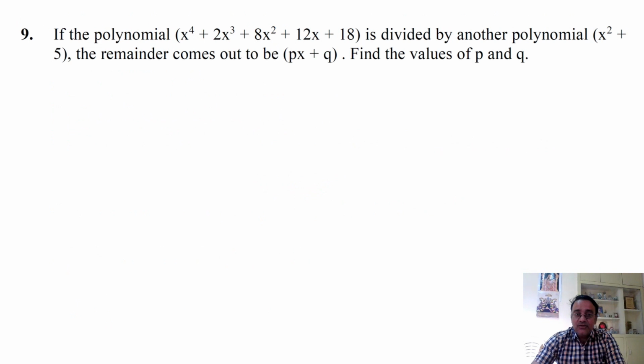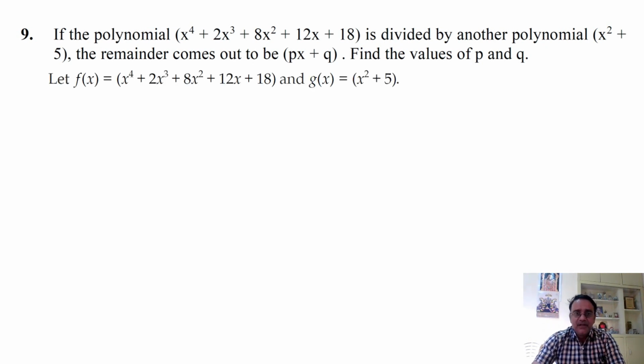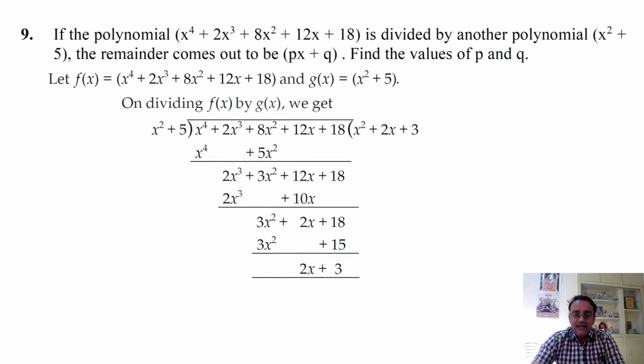Now, ninth question: if the polynomial x to the power 4 plus 2x cube plus 8x square plus 12x plus 18 is divided by another polynomial x square plus 5, the remainder comes out to be px plus q. Find the value of p and q. So what we will do, we will divide first, then whatever the remainder we will get, we will compare with px plus q. So first take f of x, the first polynomial, the second polynomial g of x, then we will divide. On dividing, we will get the remainder 2x plus 3.